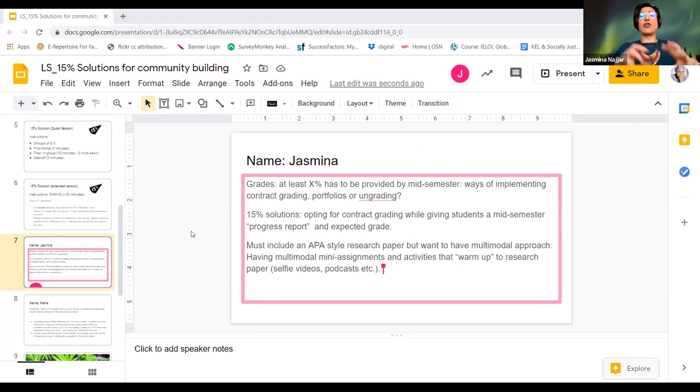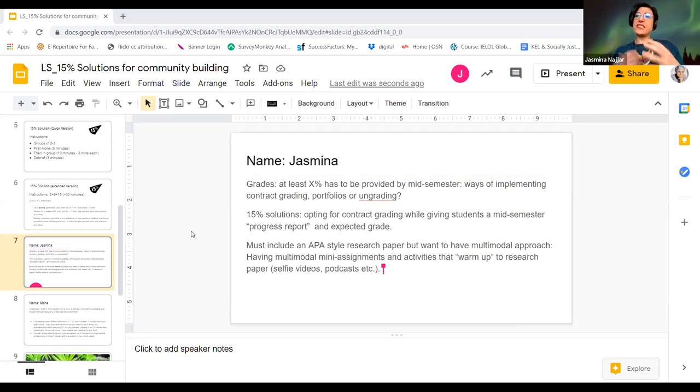And at my institution, we have a rule that by mid-semester, you have to give students X percent of their grade, which makes it a little bit more problematic to opt for these different alternative assessment options. So I was thinking that I could get around that by, mid-semester, giving students a progress report and telling them, based on what you've been doing so far, your expected grade is X, which can obviously change by the end of the semester, depending on your effort and the work that you submit.